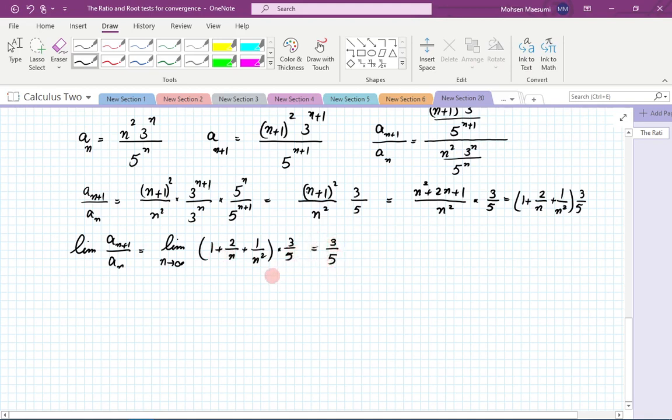Again, I forgot to put the absolute value here, but it's the same thing. So this ratio is less than 1, and as a result I can say the original series, which was n squared 3 to the n over 5 to the n, this one converges.